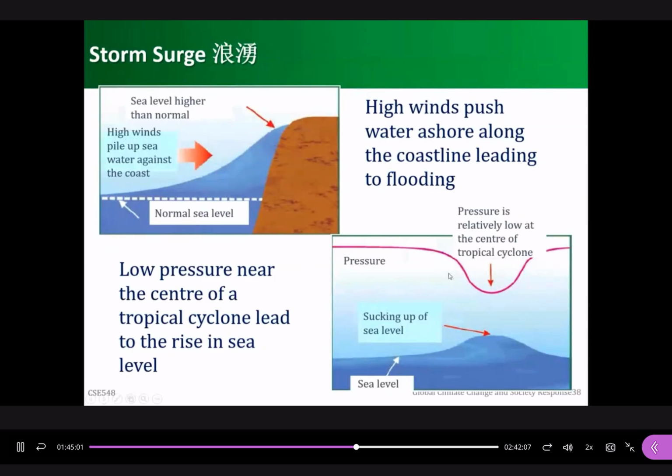The second one is the tropical cyclone. Because Hong Kong often suffers from the tropical cyclone, we can always see some news about the sea level rising around 1 meter, 2 meters, or 3 meters. So this is caused by the landing of the tropical cyclone. So the reason is just like this.